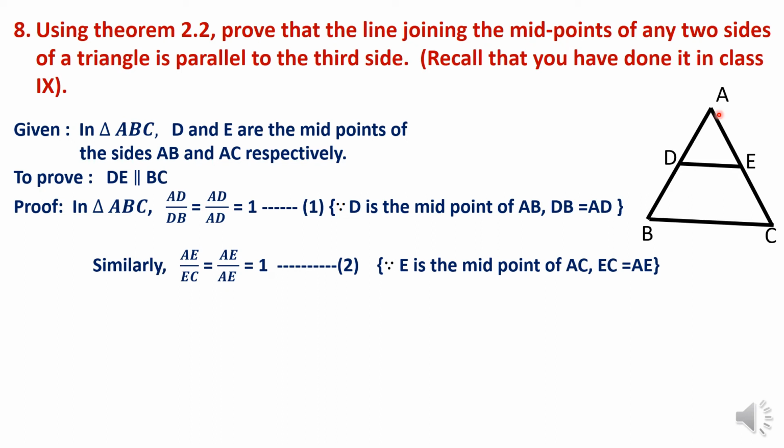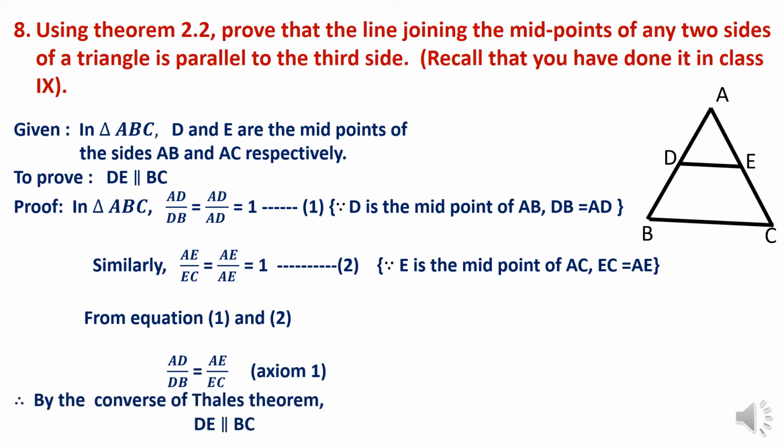Similarly, the ratio AE upon EC could be written as AE upon AE, replacing EC as AE since E is the midpoint of AC. By simplifying, it is equal to 1. Consider this as equation 2. Compare equations 1 and 2. Two things which are equal to the same thing are equal to one another. By axiom 1, AD upon DB is equal to AE upon EC. Therefore, by the converse of Thales theorem, DE is parallel to BC.